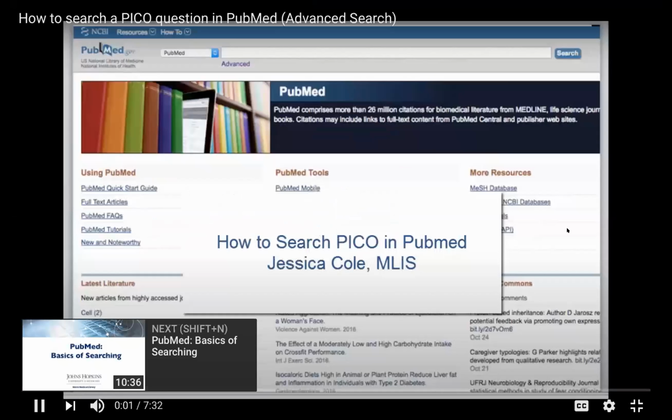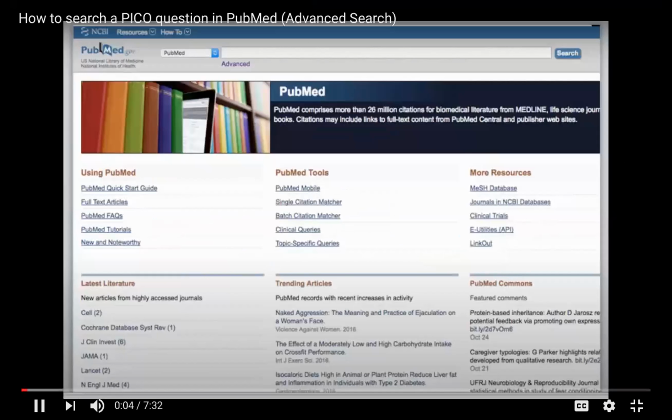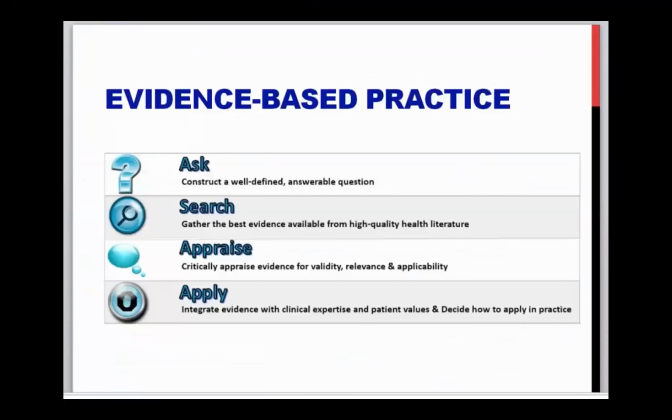Today, we're going to conduct an advanced Medline search using PubMed to find information relevant to a clinical scenario. If you're already familiar with evidence-based practice, then you know that searching the literature is the second step of EBP, and that comes after the first step, which is asking a well-defined, answerable question.